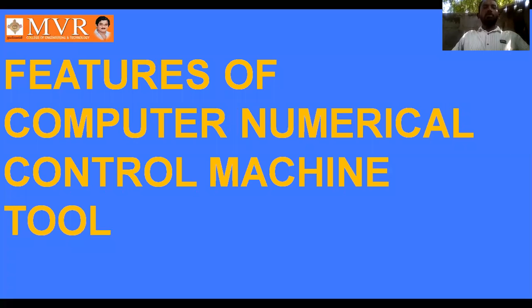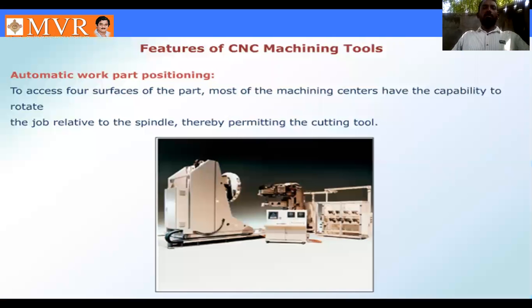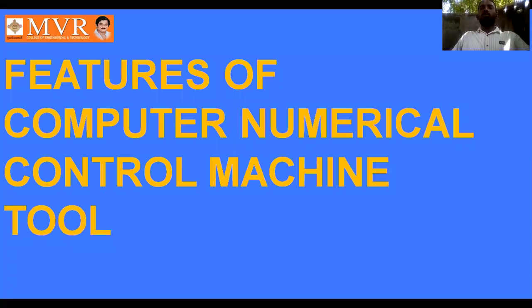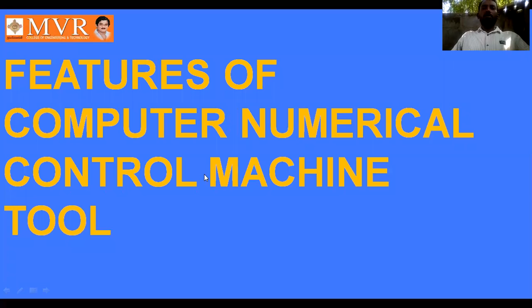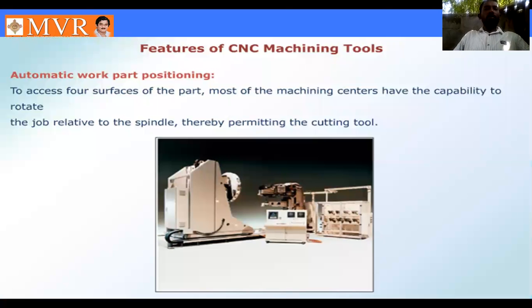Next one, features of CNC machines. See here, what are the features? In the previous part we discussed what CNC machines are, the advantages of CNC machines, and the structure of CNC machine tools. Now we come to the features. Features means that nowadays the technology is improving. So what are some features of CNC machine tools? The first one is automatic work part positioning. That is the first feature for CNC machine tools.